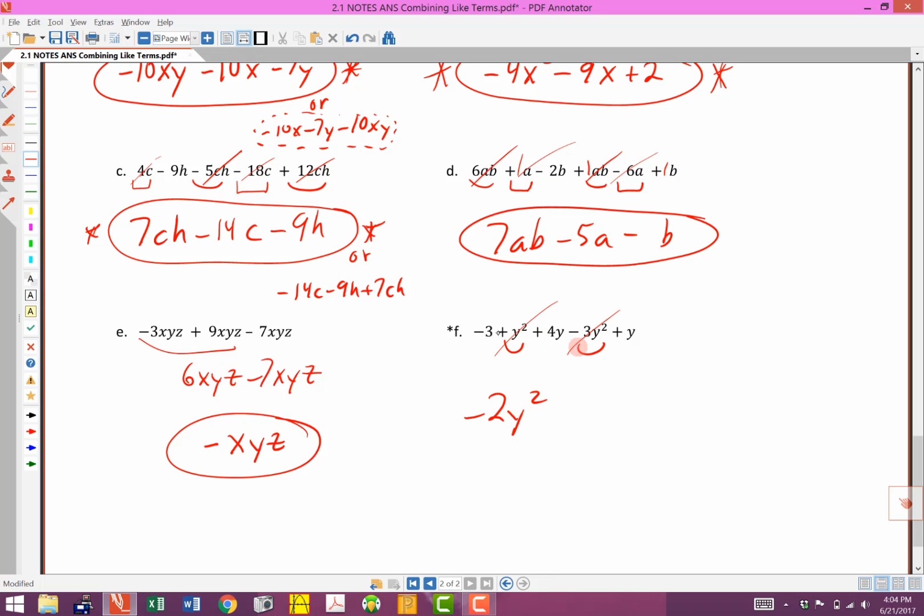Done with that one. Let's look at the y terms here. 4 and then another 1, so that's going to be 5y. Again, assumed 1 is the coefficient there. And then we've just got the constant that goes on the end, so we've got negative 3 right there.